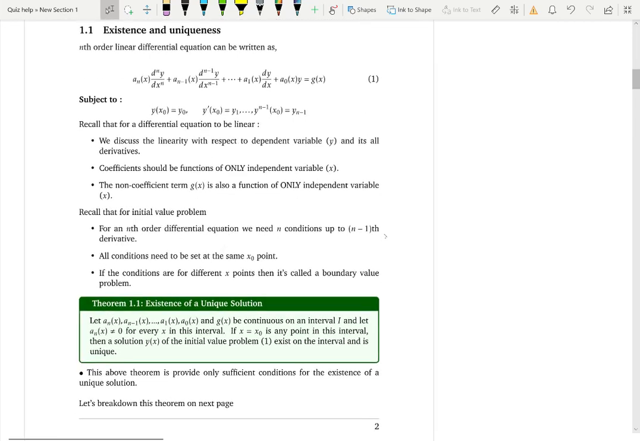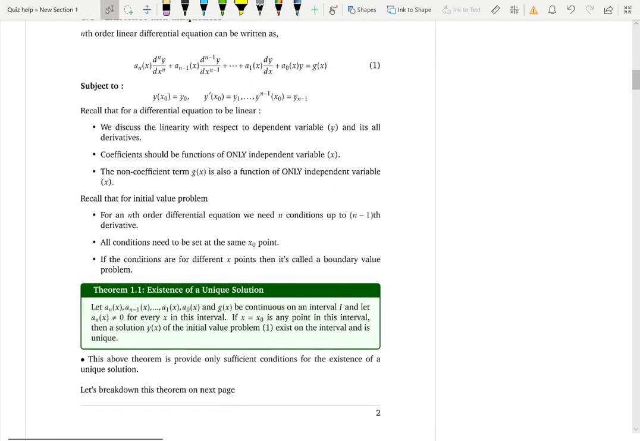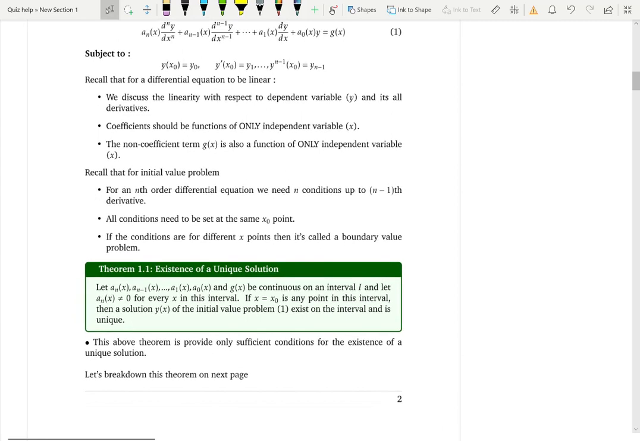Now I want to break down this theorem into three conditions, three facts that you must check. So what are those three conditions? The theorem says let a sub n of x, a sub n minus 1 of x and so on, these a terms, and g of x be continuous on an interval I.